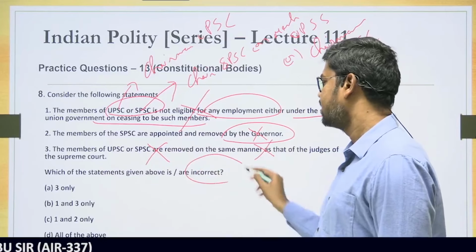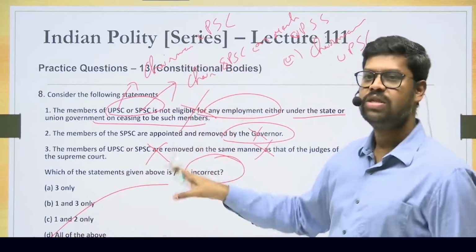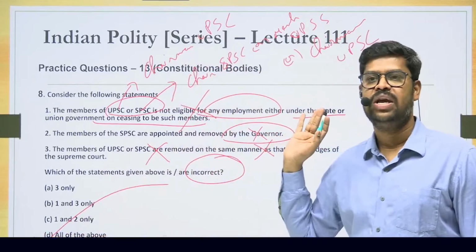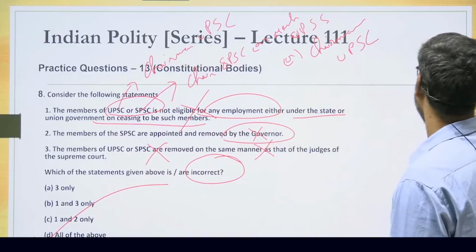Which of the statements given above are incorrect? So the answer is option D. All the statements given here are incorrect. Every question is very important. Please observe the answers very carefully.